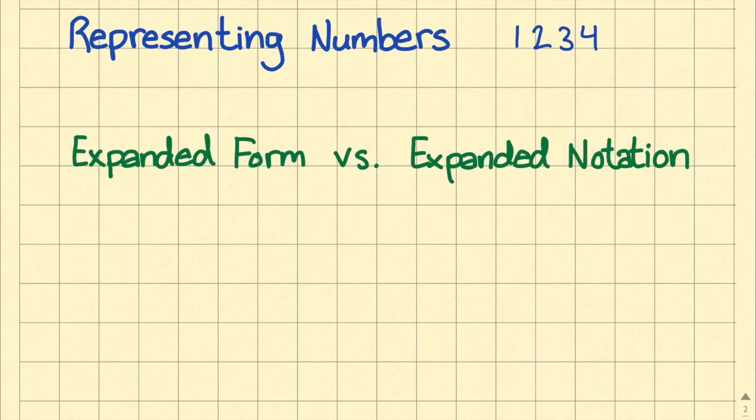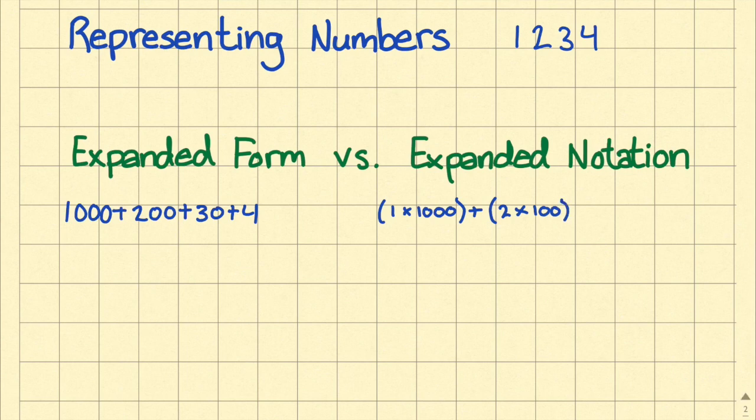So this number that I've written down would take the form of 1,000 plus 200 plus 30 plus 4, if we're talking about expanded form. As expanded notation, it would look more like 1 times 1,000 plus 2 times 100 plus 3 times 10 plus 4 times 1.